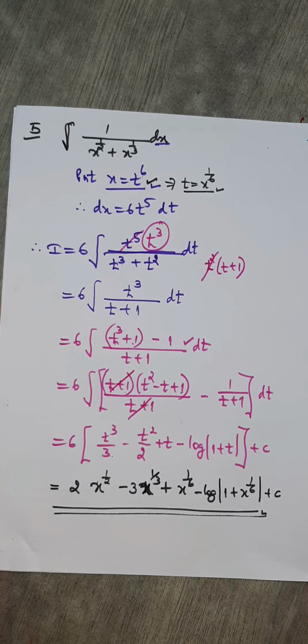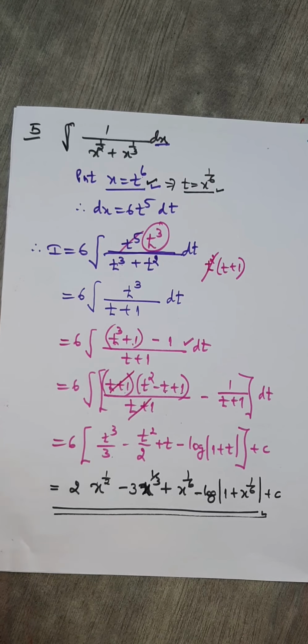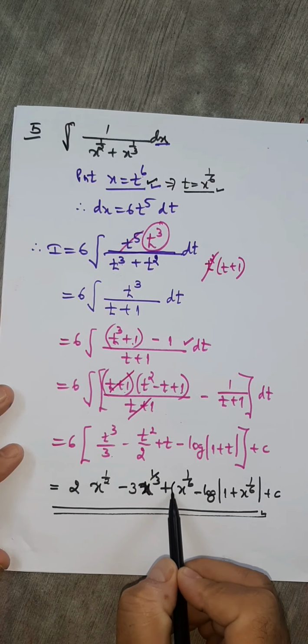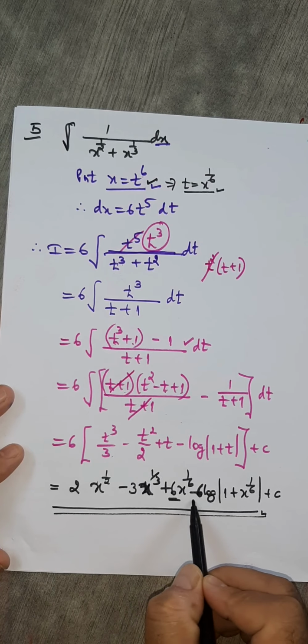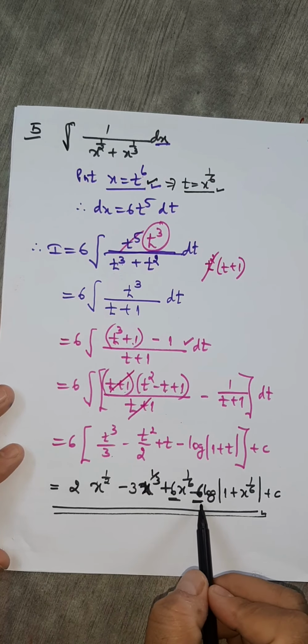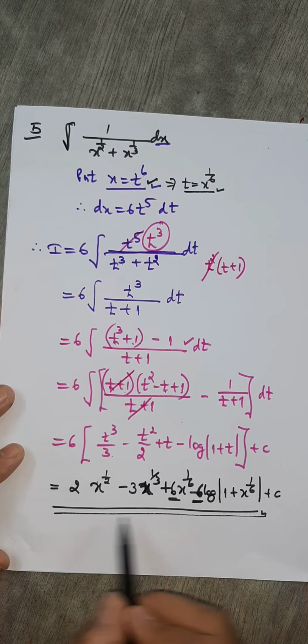2 into this one minus 3. Oh sorry, here 6 will go inside. So here also you have 6. I'm sorry. That 6 will go inside this. So at both the places you will have 6.